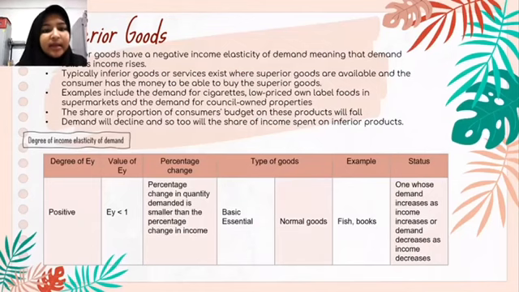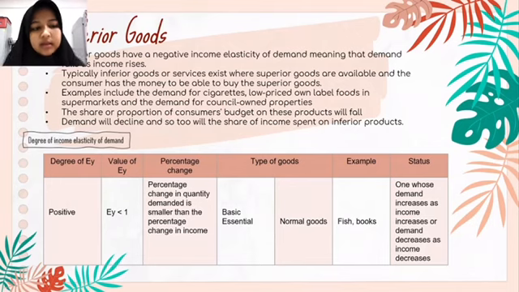Inferior goods have a negative income elasticity of demand, meaning that demand falls as income rises. Typically, inferior goods or services exist where superior goods are available and the consumer has the money to be able to buy the superior goods. So we look at the table.